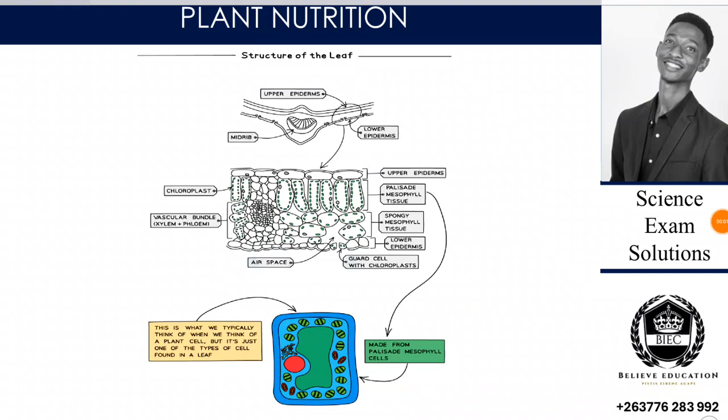So welcome. In this lesson we want to continue on plant nutrition 2. So in the first part, when we looked at plant nutrition, we mainly focused on the process of photosynthesis, right? And when we focused on the process of photosynthesis, we also talked about the site of photosynthesis, which is the chloroplast.